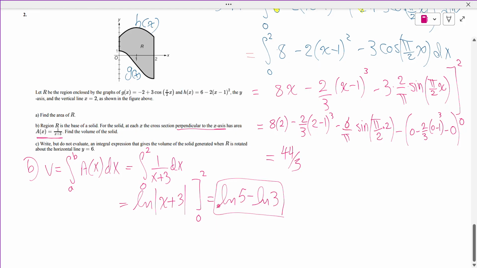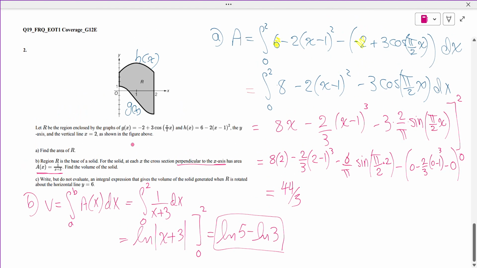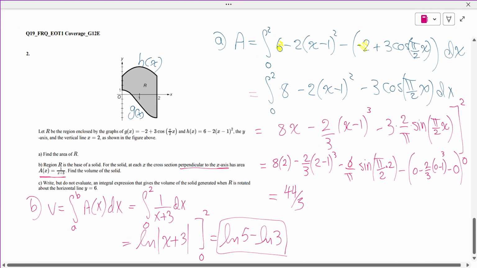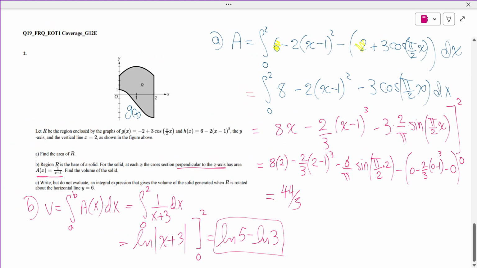Now let's look at part C. It says write but do not evaluate an integral expression that gives the volume of the solid generated when R is rotated about the horizontal line y equals 6. So let's first erase h of x from here, and let's put it here. This is h of x here.